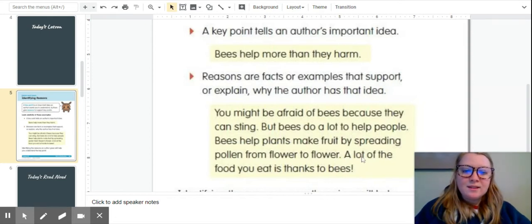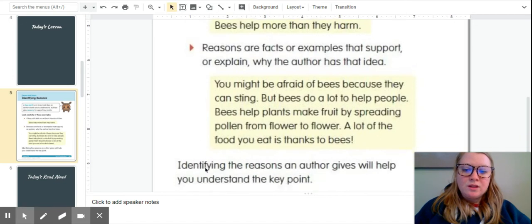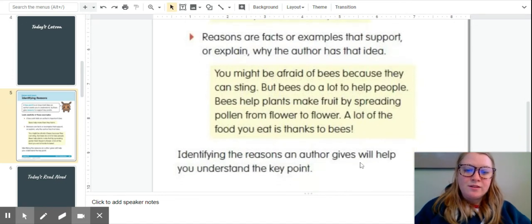And the last sentence says, a lot of the food you eat is thanks to bees. Does that one show that bees help more than they harm? It does. This one's a little trickier because it doesn't have the word help in it, but if we think about it, a lot of the food you eat is thanks to bees. So bees still help create the food that we eat, like the fruit that it mentioned earlier. So identifying the reasons an author gives will help you understand the key point.